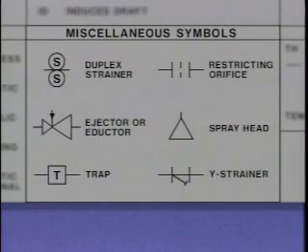The last section we'll look at is for miscellaneous symbols. This section contains symbols for components such as strainers and steam traps that do not fit into any of the other categories.